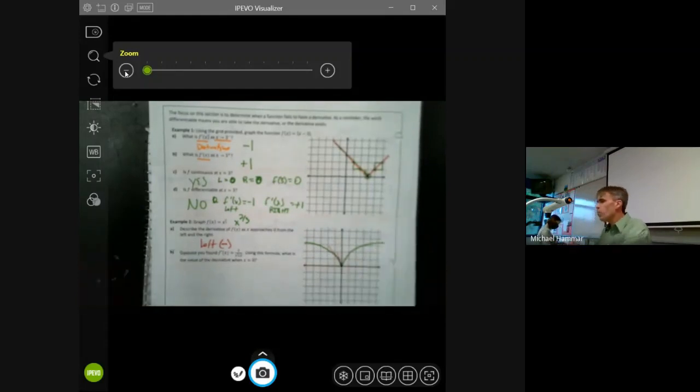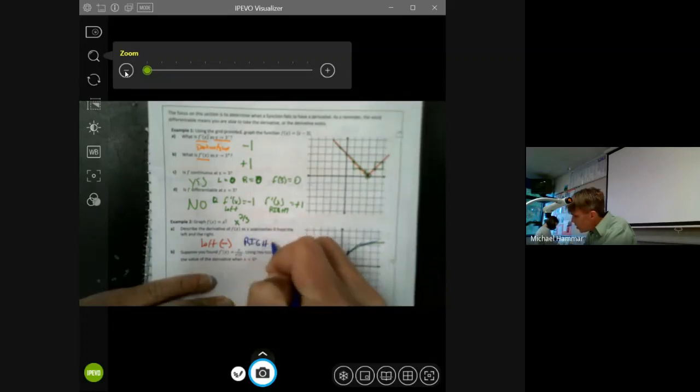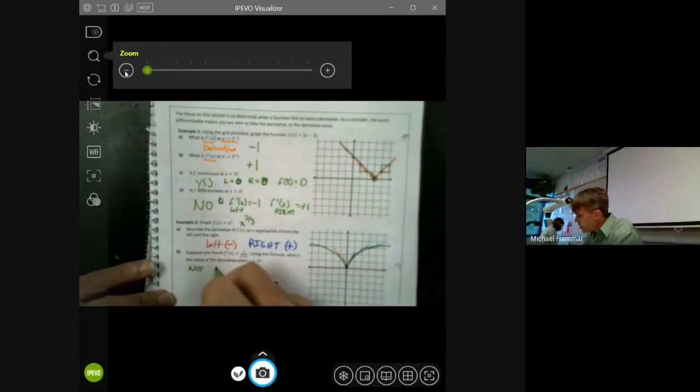Now look at it from the right. If I come in from the right, and let me use a blue line, notice all of these tangent lines are positive. Okay? So the derivative is the slope of the line at those points. So we look at those tangent lines and we notice that it's negative from the left and it's positive from the right. So if I was to say to you, is this differentiable? You would have to say this is not differentiable.